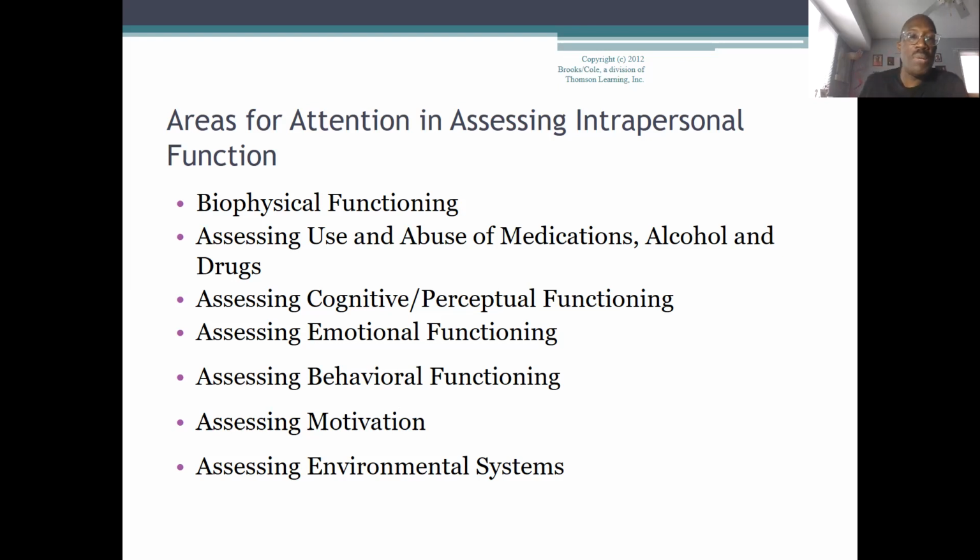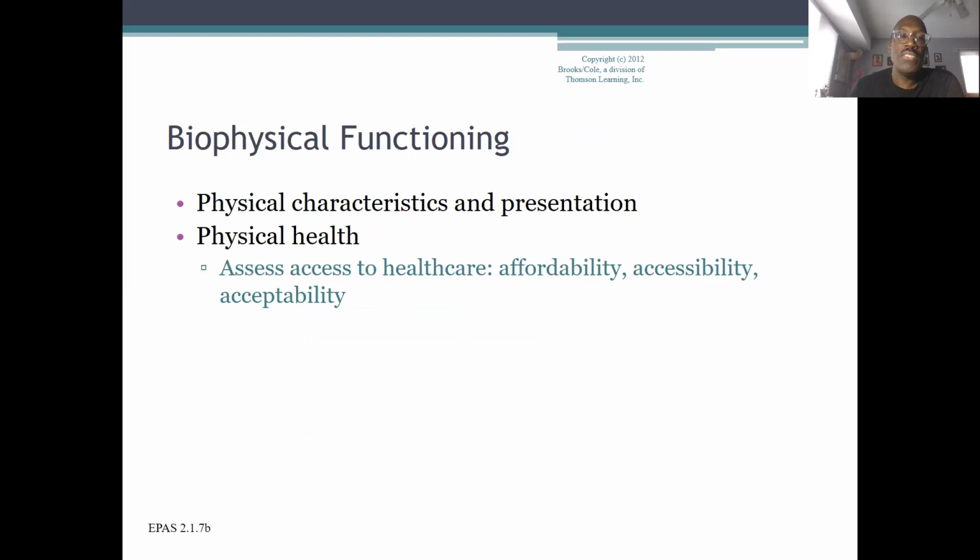We're going to spend some time looking at the different factors we need to assess when we are looking at individual functioning. That's biophysical functioning, the use of alcohol and mood-altering substances, cognitive, emotional, behavioral, motivation, as well as environmental systems. Biofunctioning, as you may remember from human behavior and the social environment, is one of the domains we look at in terms of assessing how well people are functioning.